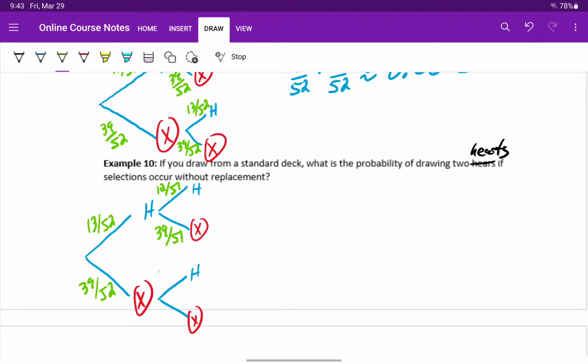If our first draw is not a heart, there are 13 hearts remaining out of 51 cards, and there are only 38 non-hearts remaining out of those 51 cards. We still only have one option that we would consider a success. That's where we pull a heart and then pull a heart on the second hand as well. In this case, though, that first probability is 13 out of 52 times now just 12 out of 51, since we've reduced the number of hearts and the total number of cards we're drawing from, which gives us a probability of 0.0588.